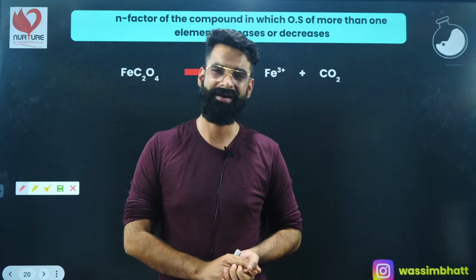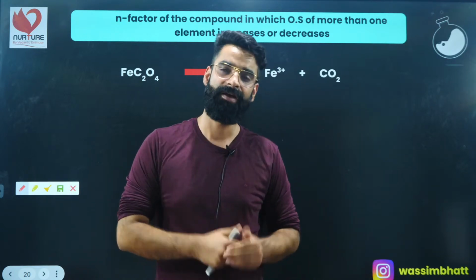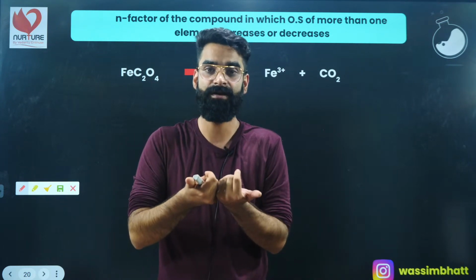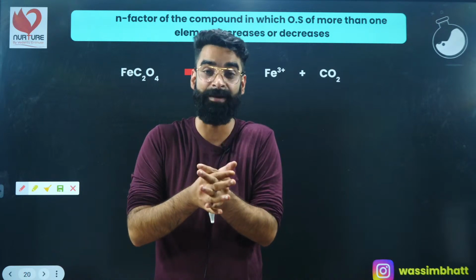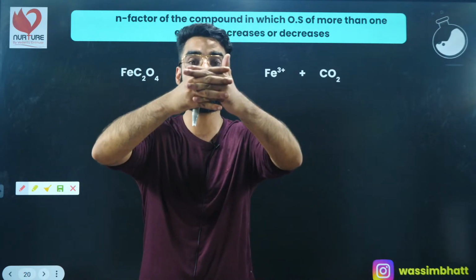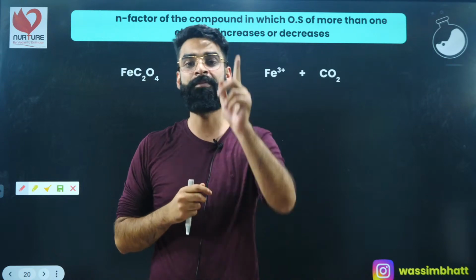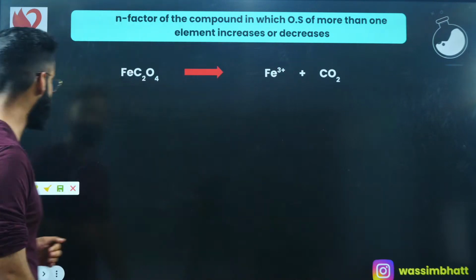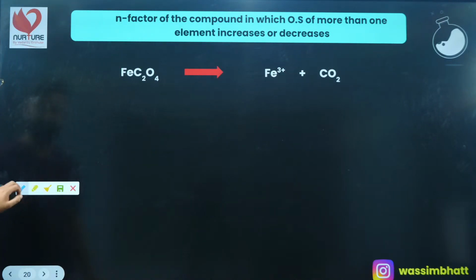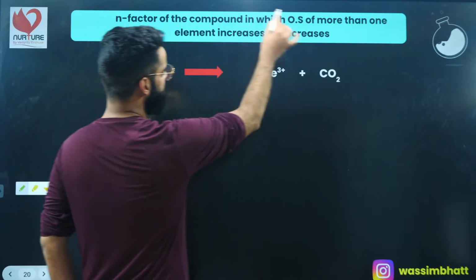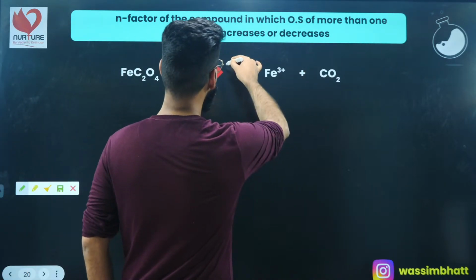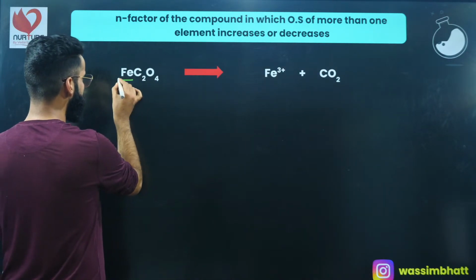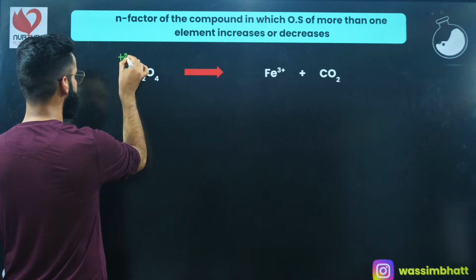Now, there are some other species in which the oxidation state of more than one element changes. The oxidation states may either increase simultaneously or decrease simultaneously, or one may increase and one may decrease. There are a lot of cases for that. Let's try to understand those cases one by one. The N factor of a compound in which the oxidation state of more than one element increases or decreases simultaneously. First of all, if I want you to calculate the oxidation state of this iron, you will say it's +2.